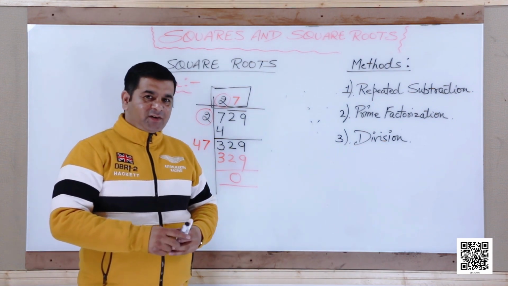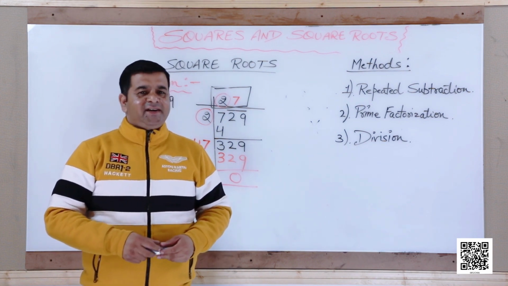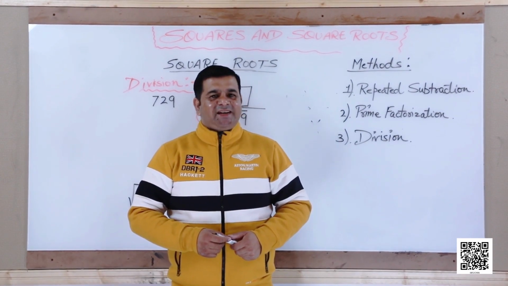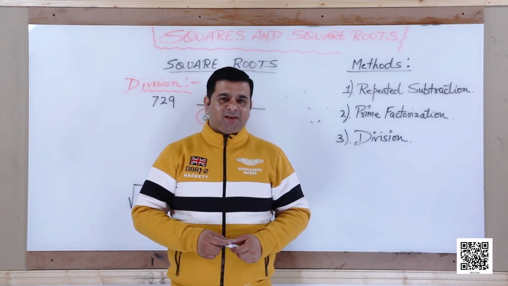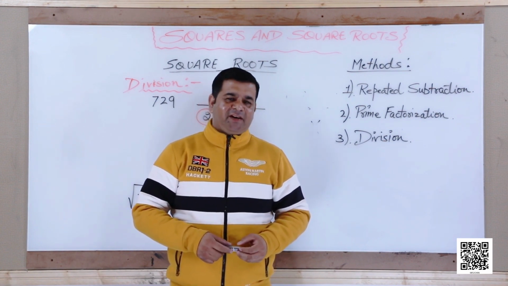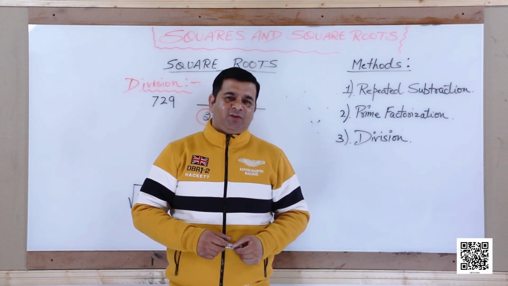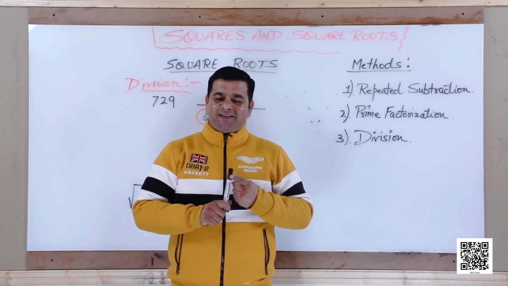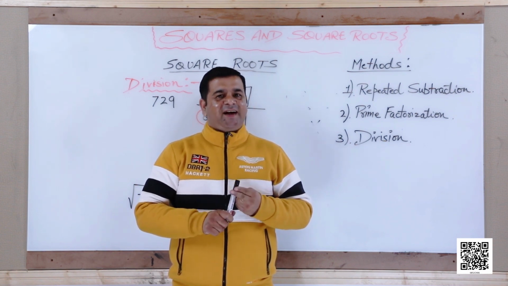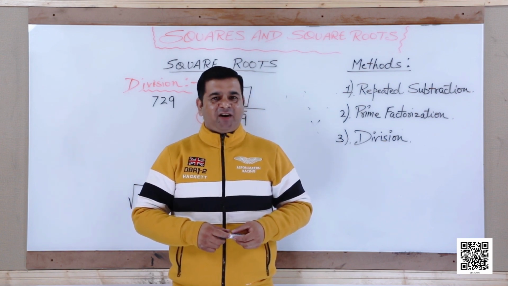I hope you learn about all methods of finding square roots very easily. So students, in this video we have studied square numbers, square roots, and with the help of some activities we have learned about finding square numbers and also finding square roots by 3 methods. Which were they? First was repeated subtraction, second was prime factorization, and the third was the division method. I hope and I am sure that you have learnt about squares and square roots very well.